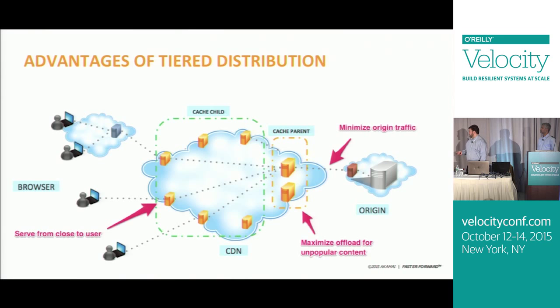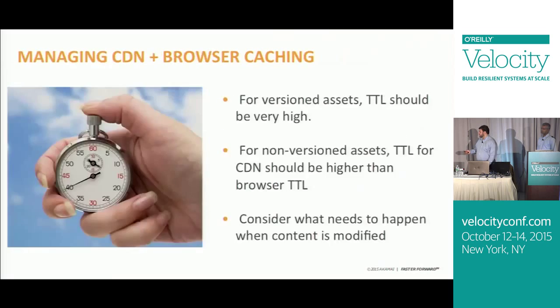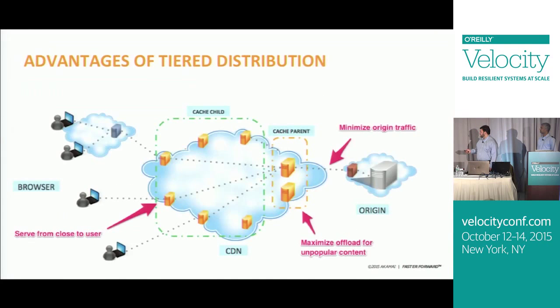So you can see the advantages of the tier distribution if we examine the flow again, where you're serving content close to the end user. So you have the advantage here of using a content delivery network. You're minimizing origin traffic as well. And then by using this tiered distribution, what we're doing is we're sending requests to an edge server, and if that edge server doesn't have the content, then it goes forward to another edge server before it hits the origin. So this is especially useful for unpopular content because it's more likely to be cached at this parent tier. Therefore you would be able to maximize your offload and minimize the number of requests that go back to the origin.